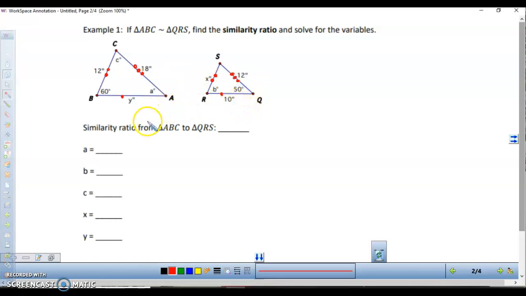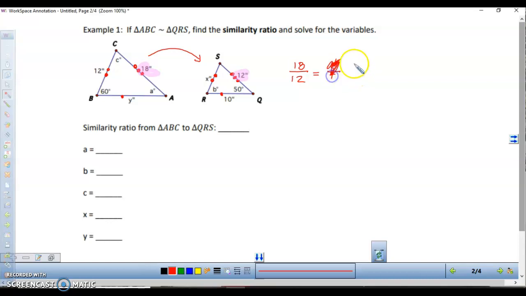So, to establish my similarity ratio, I need to find two corresponding sides that both have given numbers. So like 12 and X, no, they're not both numbers. 10 and Y, no, they're not both numbers, but check it out. 18 and 12, those are both numbers. So I'm going to establish my similarity ratio. Now it's important to write it as it is asked. It says to go from triangle ABC to triangle QRS. So I need to go in this direction, which makes my similarity ratio 18 to 12. But that simplifies when you divide both by 6 to 3 to 2.